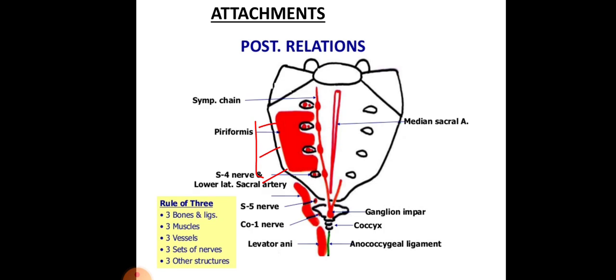In the midline we have the median sacral artery. It is the continuation of the abdominal aorta. Then lateral to the median sacral artery we have the sympathetic chain. Then at the apex, or at the lower point of the sacrum, we have the ganglion impar, where the two sacral sympathetic chains fuse.